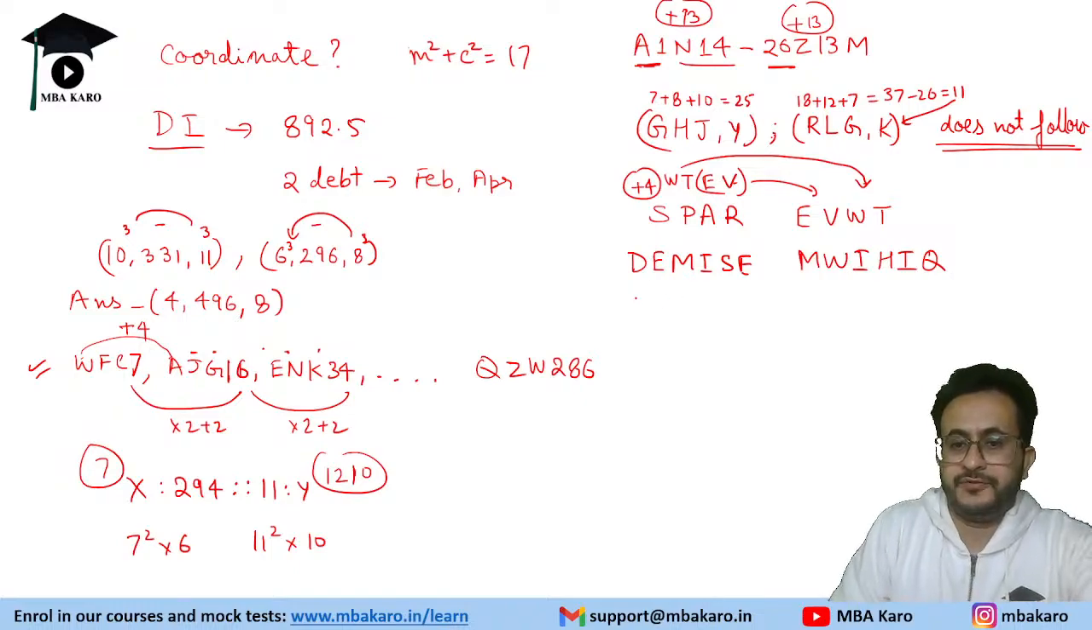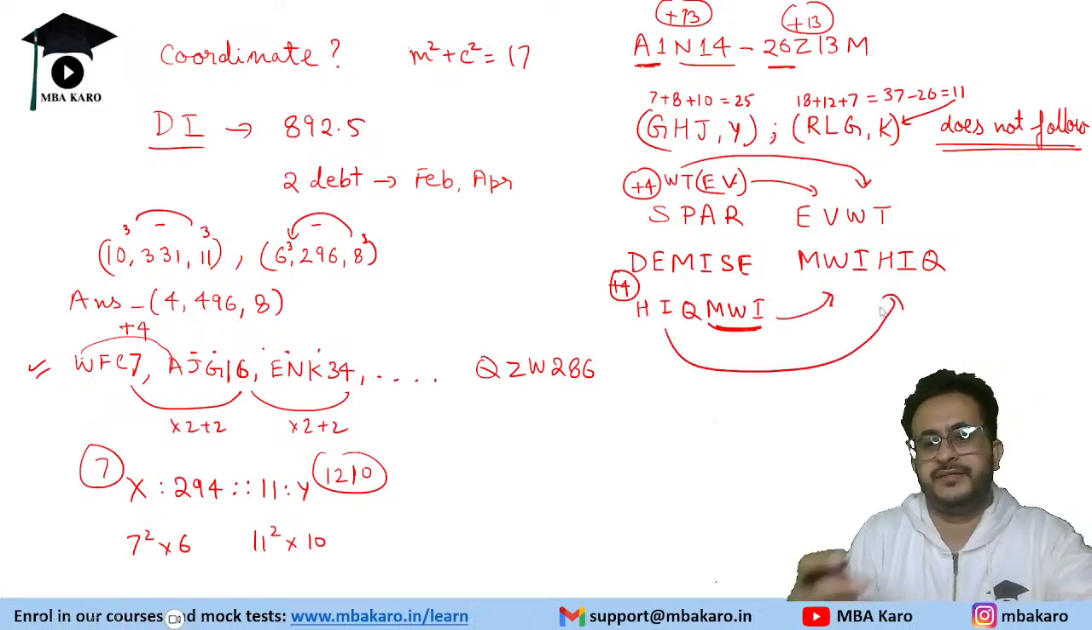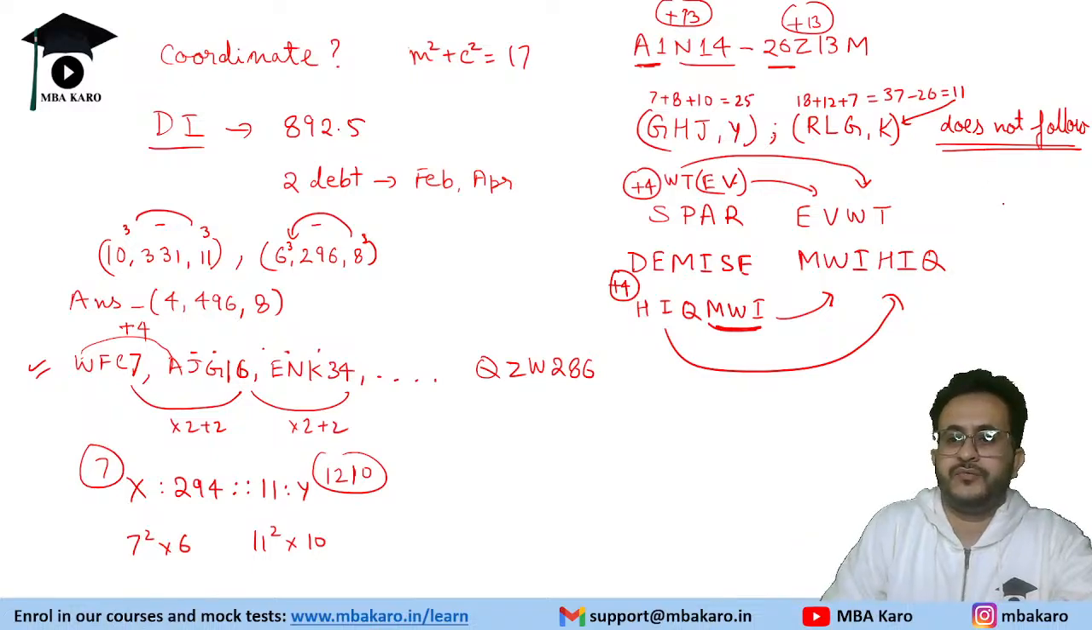Similarly, DEMISE, if you see, this is plus 4. If you do this to all of these, D will be H, E will be I, M is N O P Q, so Q, I will be J K L M, so M, S is T U V W, so W, and E will be I. So if you see, the second half is put first, and the first half is put later. So the word given was GO. So GO would become G plus 4 is K, and O plus 4 is S. So it would become SK. So this was a doable question.